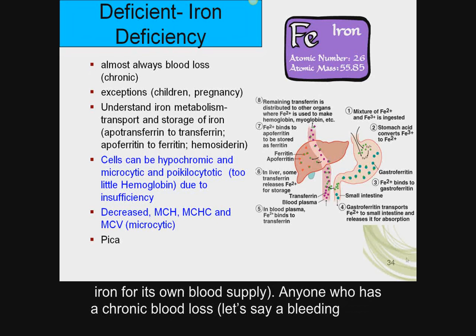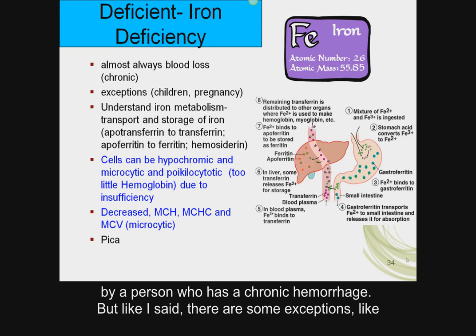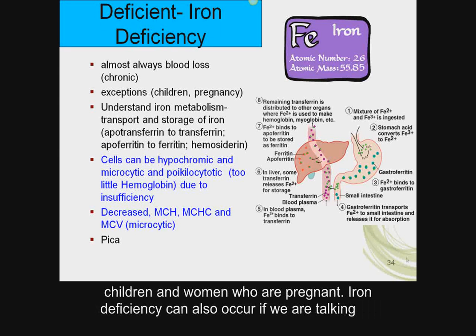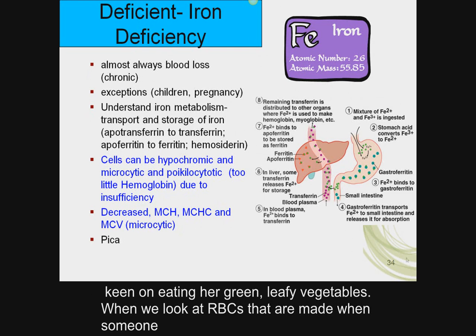Anyone who has chronic blood loss, let's say a bleeding ulcer, can also have iron deficiency anemia. In fact, most iron deficiency anemias are caused by or seen in a person who has a chronic hemorrhage. But like I said, there are some exceptions, like children and women who are pregnant. Iron deficiency can also occur if we're talking about a woman who is having heavy menstrual flow and has a low iron diet. Maybe she's not keen on eating her green leafy vegetables.